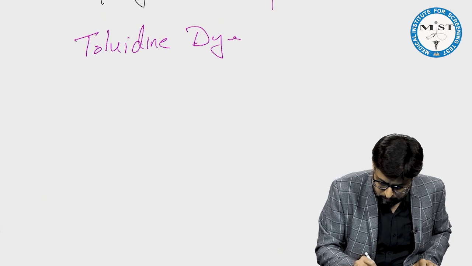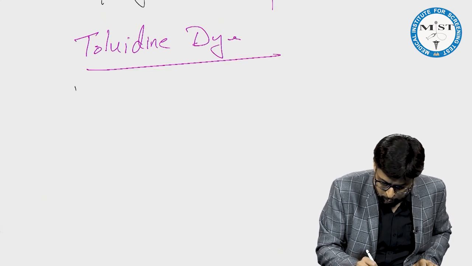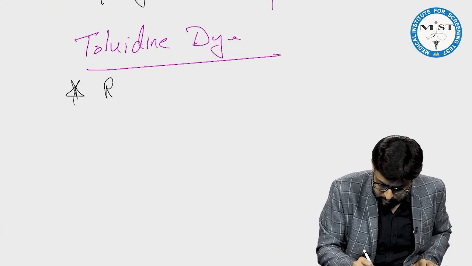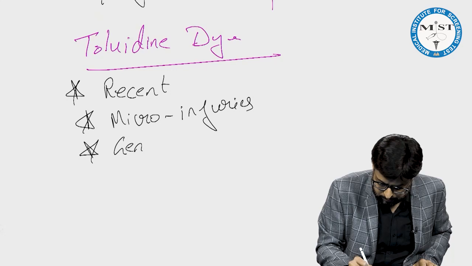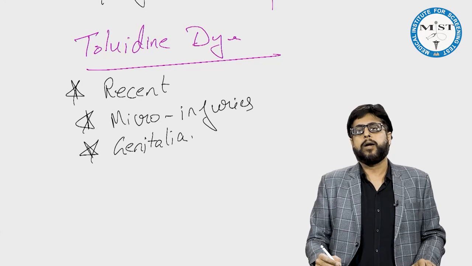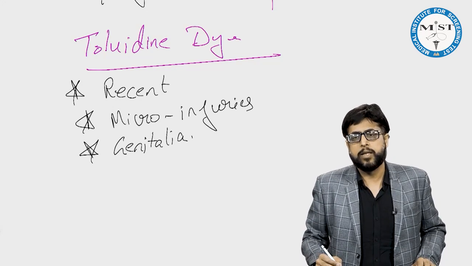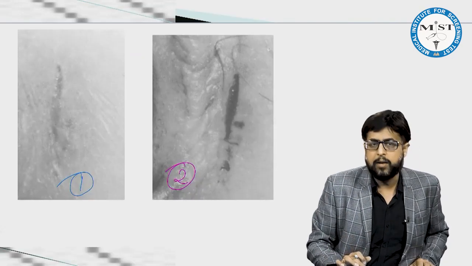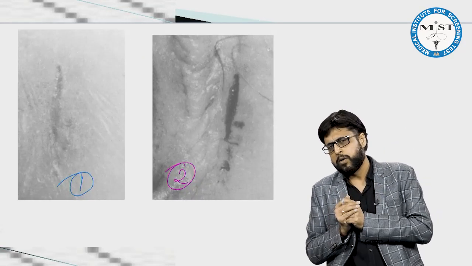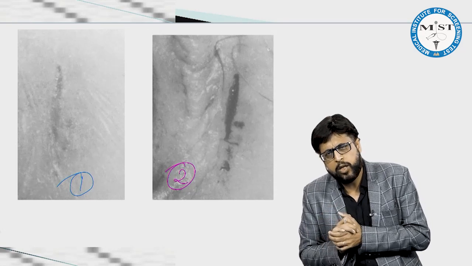Toluidine dye is used to examine recent micro injuries seen on genitalia. Suppose the injury is not very clearly visible and the doctor is doubtful whether it is actually an injury or not.